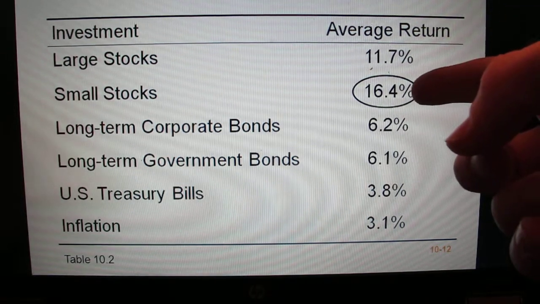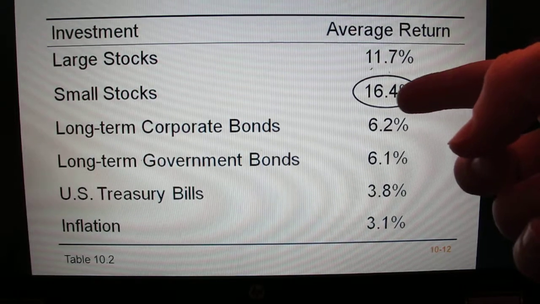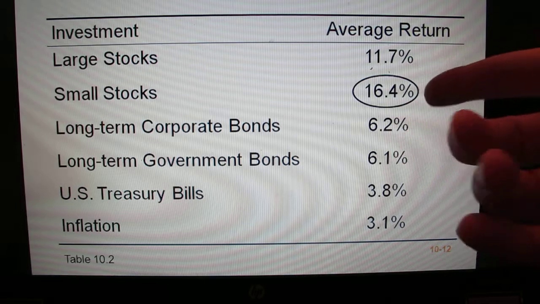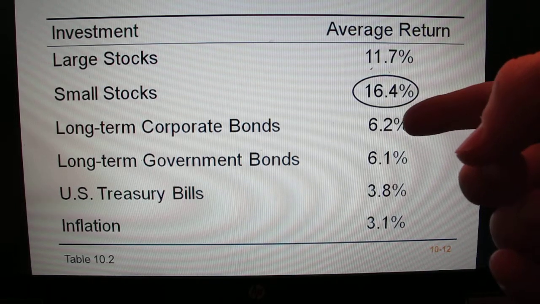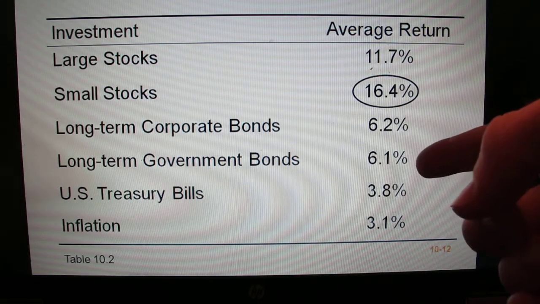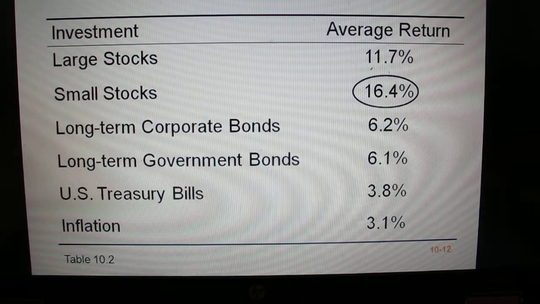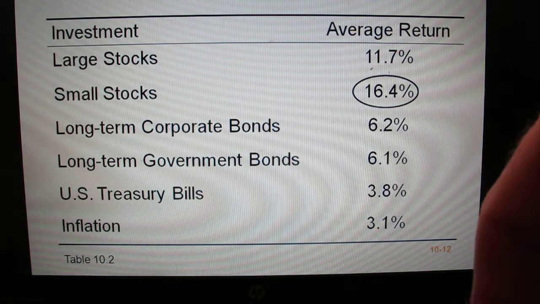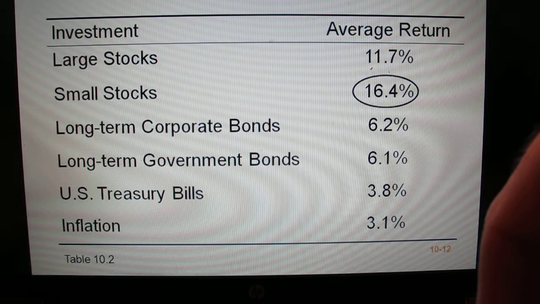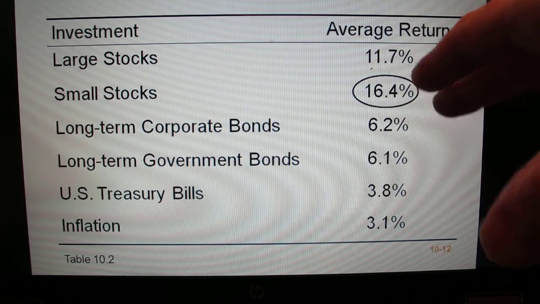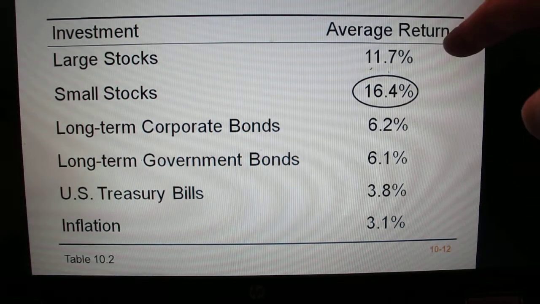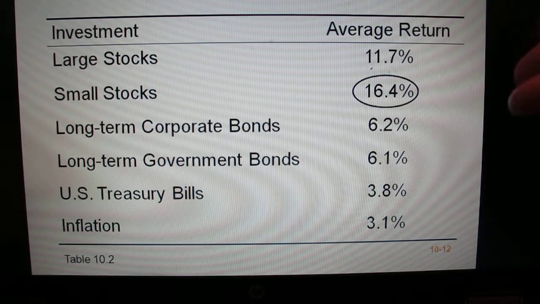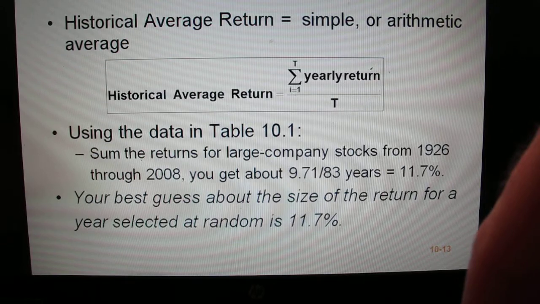Small company stocks, which you didn't have a slide on but is in your textbook, and I said had growth in some cases of 150%, on average was growing about 16.4%. Corporate bonds, about 6.2%. Long-term government bonds, 6.1%. U.S. Treasury bills, 3.8%. And inflation, 3.1%. So the key here is we're looking at return. In general, small company stocks are putting forth the best returns over that time period.